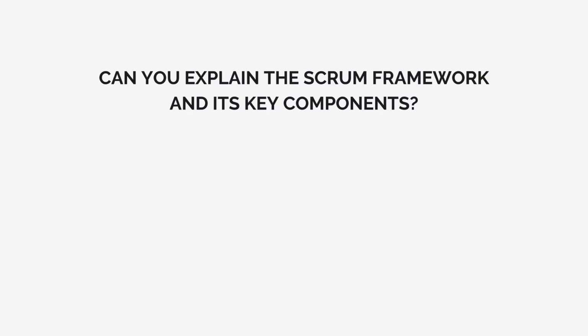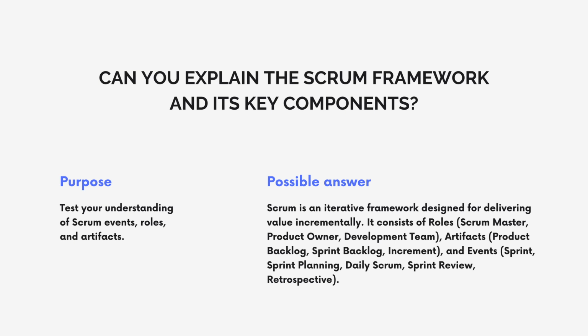Next question, can you explain the Scrum framework and its key components? Here, the interviewer wants to test your understanding of Scrum events, roles, and artifacts. So the possible answer to this question is, Scrum is an iterative framework designed for delivering value incrementally. It consists of roles like Scrum Master, Product Owner, and Development Team. It has artifacts like product backlog, sprint backlog, and product increment. And the events in Scrum are sprint, sprint planning, daily Scrum, sprint review, and sprint retrospective.